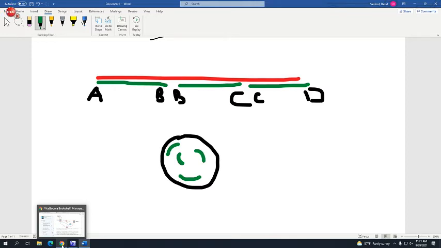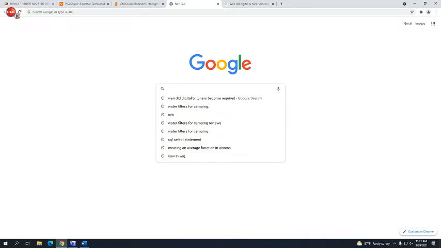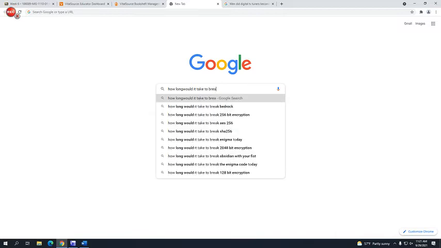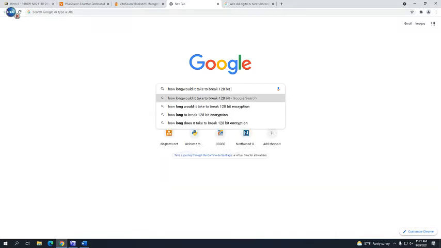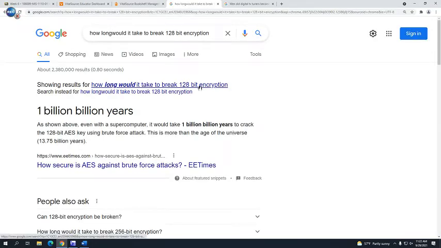I can't remember. I'm going to look it up just so I get the number close. Now, it doesn't mean that you might not hit it by chance, but they're saying 1 billion years to crack the 128-bit AES key using brute force attack, blah, blah, blah. Okay? It doesn't mean you can't get lucky, but that's how long it should take if you have to try every possible combination, right?